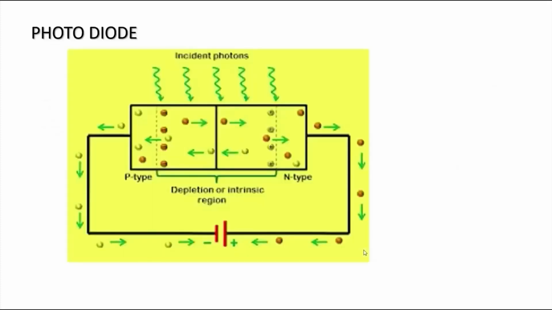Second one is photodiode. Here also the working principle is very simple. When light falls onto the p-n junction, an electron and hole pair is generated. It is present across the electric field, so that drift happens, and an electric signal is produced corresponding to the light signal.